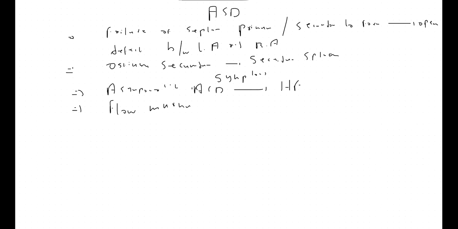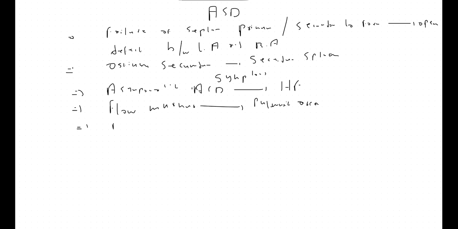And what will be the location of this murmur? I already discussed with you guys, that's why I'm quizzing you. Pulmonic area. Very good. That will be your left second intercostal space. So one finding is the flow murmur in the pulmonic area. What other finding are you going to get? Fixed splitting of S2. Excellent.